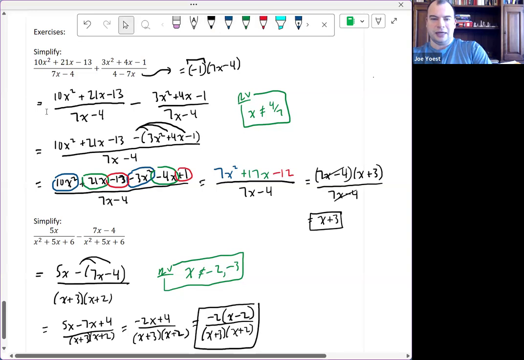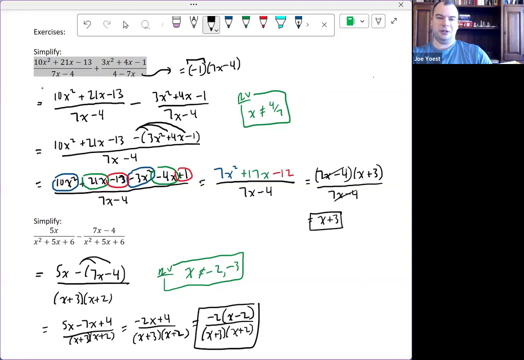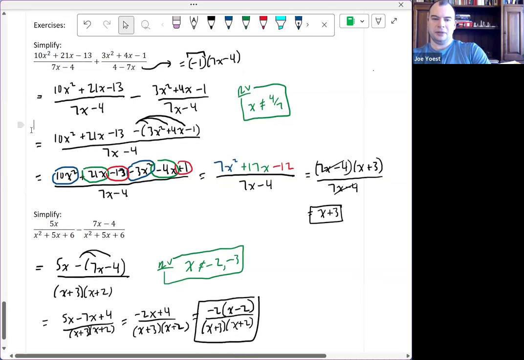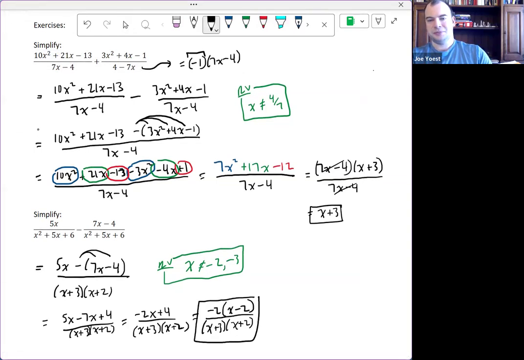And we rewrite the sum as the difference: 10x squared plus 21x minus 13 over 7x minus 4, minus 3x squared plus 4x minus 1 over 7x minus 4. We subtract our numerators. So 10x squared plus 21x minus 13 minus the entirety of 3x squared plus 4x minus 1, divided by 7x minus 4. We distribute the negative sign. So we get 10x squared plus 21x minus 13 minus 3x squared minus 4x plus 1.